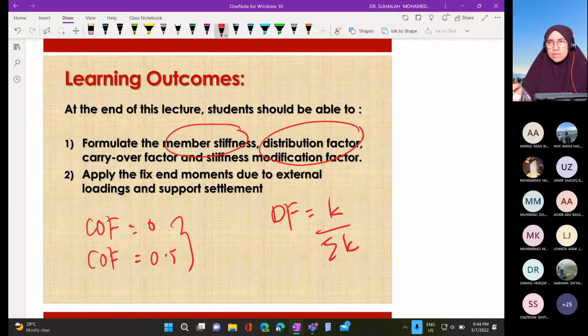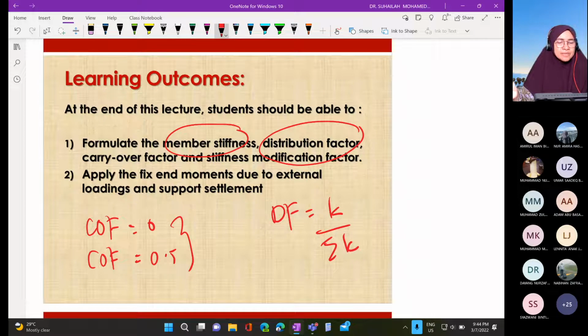Okay. And stiffness modification factor is for some cases, because we have to consider end condition depending on the support: fixed support, roller support, pin support. So we need to consider that. But the formula is simple, the difference between pin end and fixed end is actually quite simple.